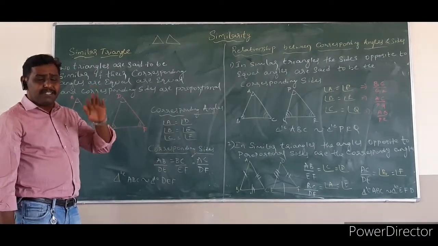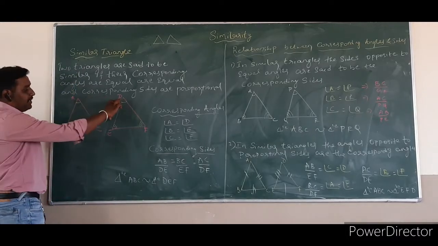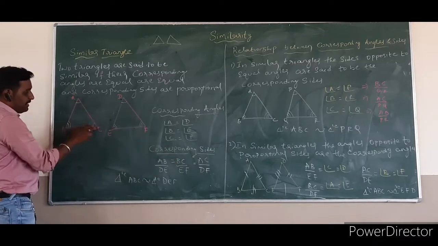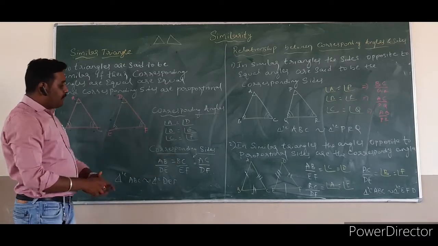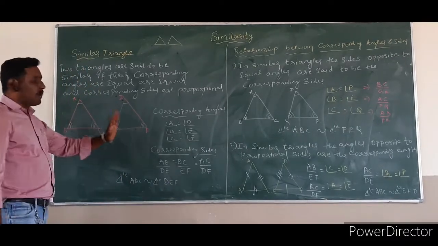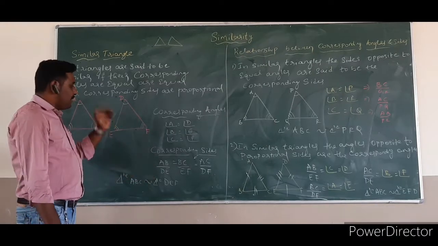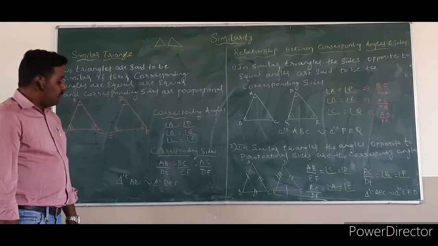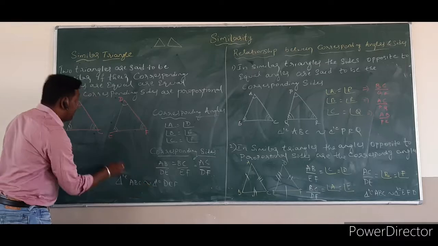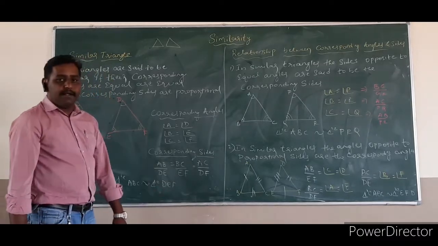Proportional means it will divide into an equal ratio. Which are the corresponding sides? AB divided by DE, BC divided by EF, and AC divided by DF. If these two conditions are satisfied, then we can easily say that the given two triangles are similar. Look here: triangle ABC, this is the similar symbol. Triangle ABC is similar to triangle DEF.